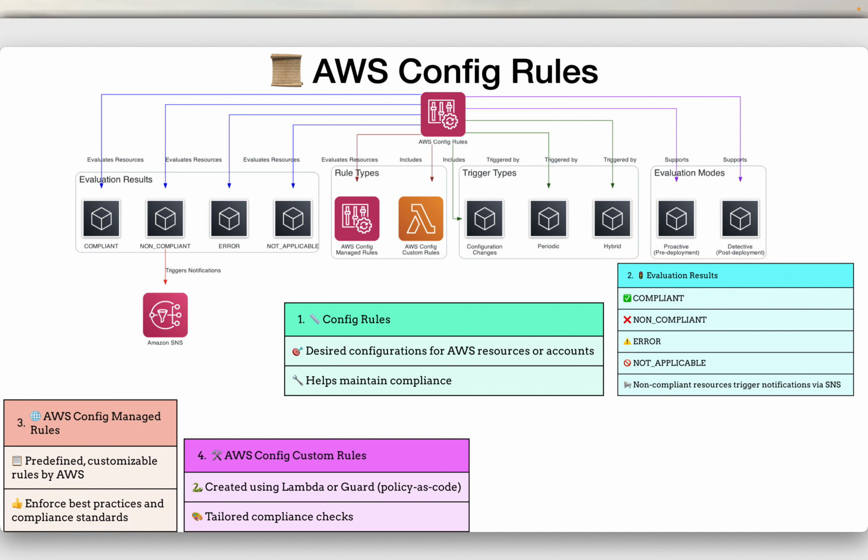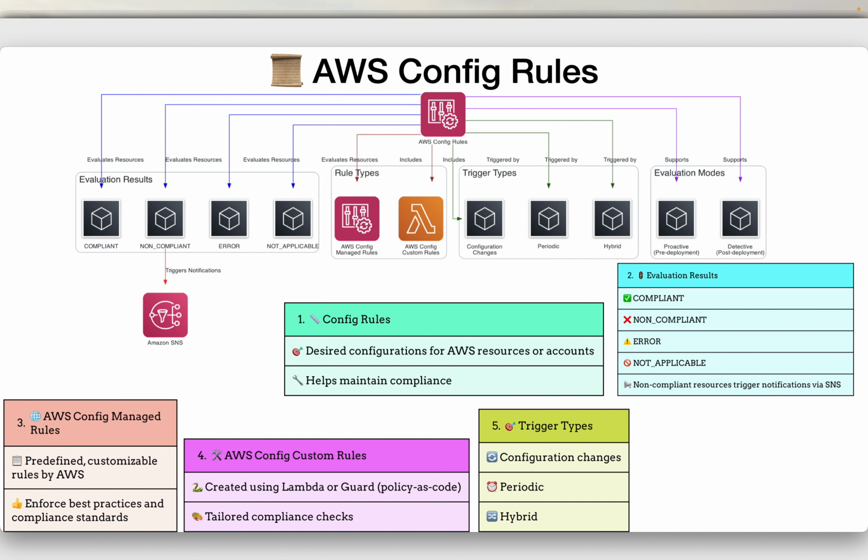Users can create custom rules from scratch using AWS Lambda functions. AWS Config custom Lambda rules, or Guard, a policy as code language. AWS Config custom policy rules for tailored compliance checks. So basically there are two types: managed rules, and custom rules, using Lambda or Guard, which is a technology for policy as code.